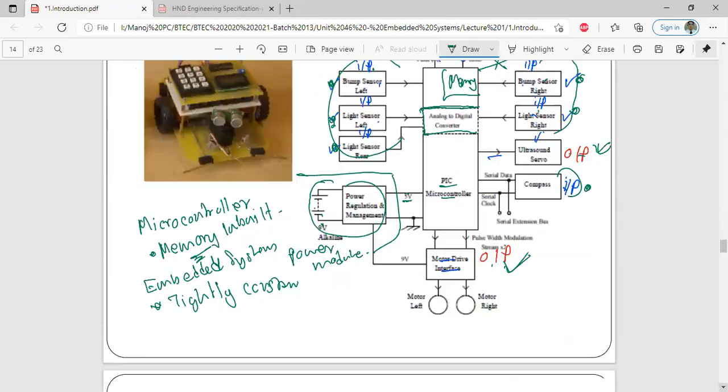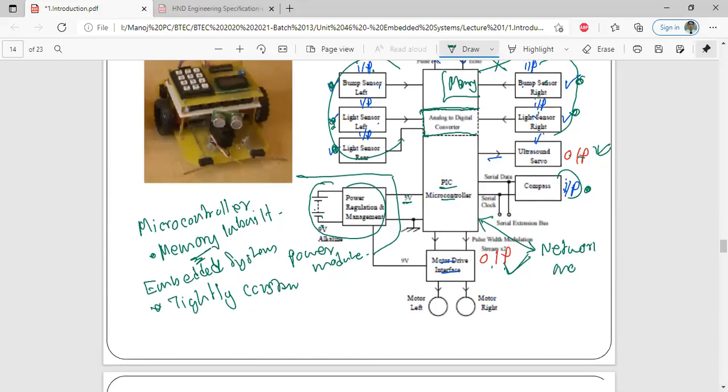So when you are asked to draw the block diagram, if it is a network, you can add a network module and connect it like this. That can be done.